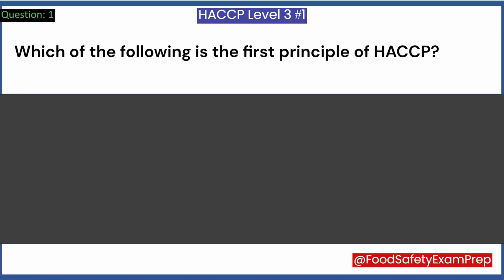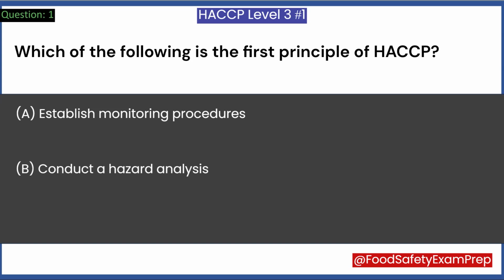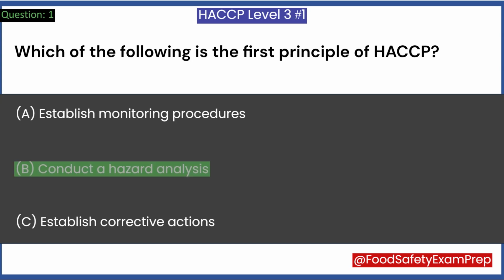Which of the following is the first principle of HACCP? A. Establish monitoring procedures. B. Conduct a hazard analysis. C. Establish corrective actions. Answer: B. Conduct a hazard analysis.